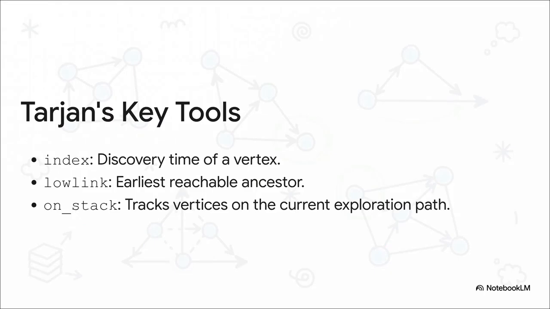Now, Tarjan's approach is a bit more intricate because it's doing everything at once. As it explores the graph with just one DFS, it has to keep track of 3 key pieces of information for each vertex. Its index, which is just the time it was discovered, its low link, which is the index of the earliest ancestor it can reach, and a flag to know if it's currently on our exploration stack.